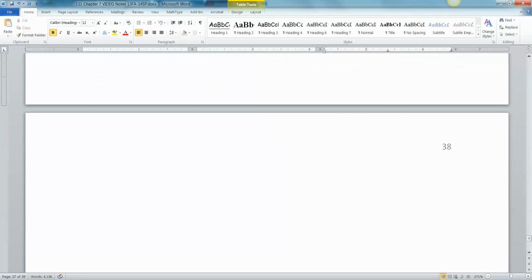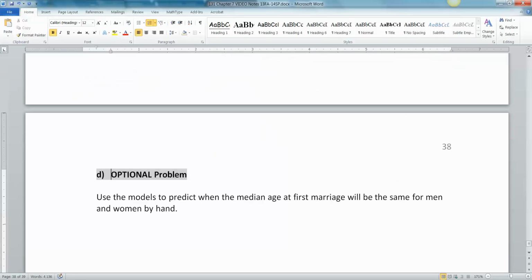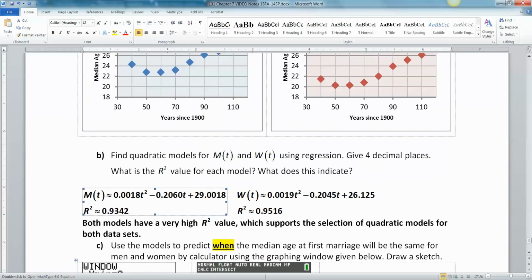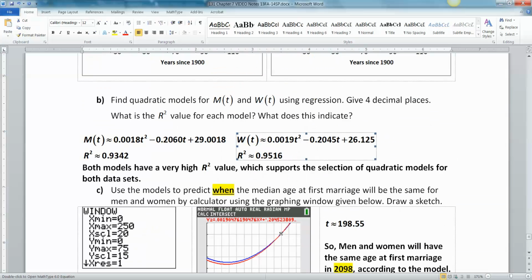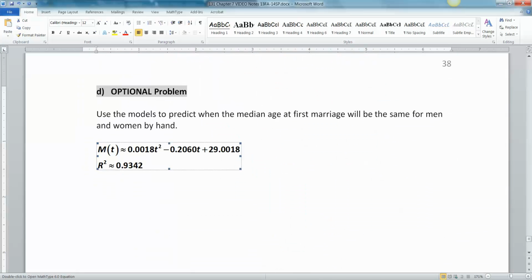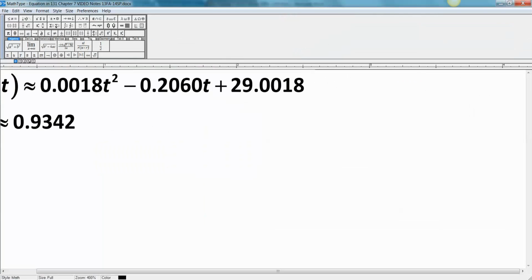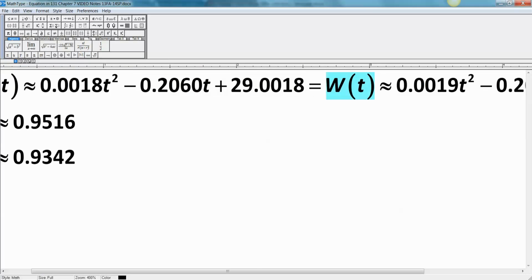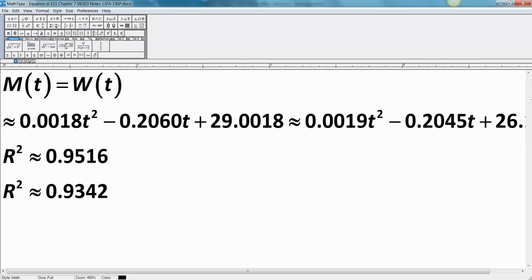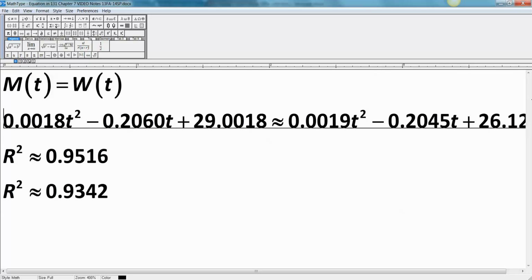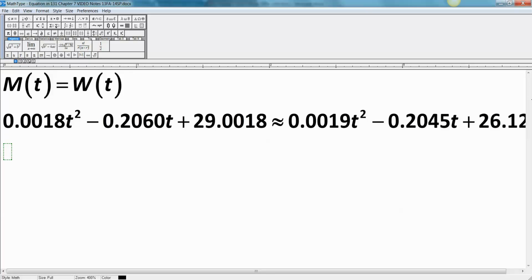All right, last but not least is an optional bit, which is to do what we just did by hand. So let me set these two models equal to each other, because what we want to know is when men and women are equal to each other. So I want this to be equal to this. So what I'm really asking is when will the male age at first marriage be equal to the female age at first marriage.